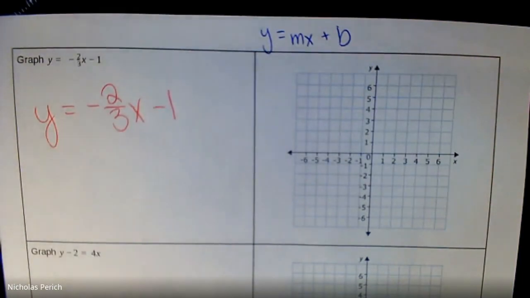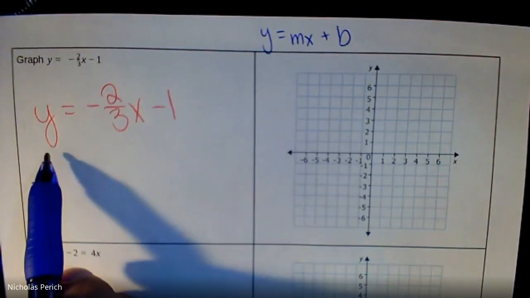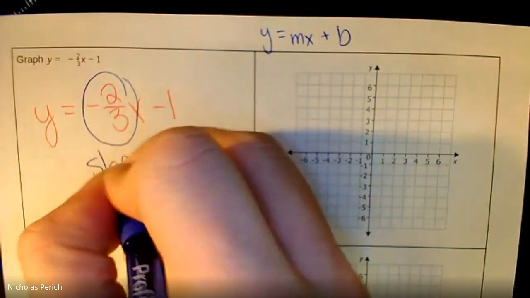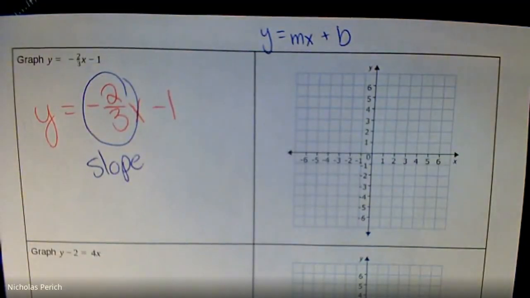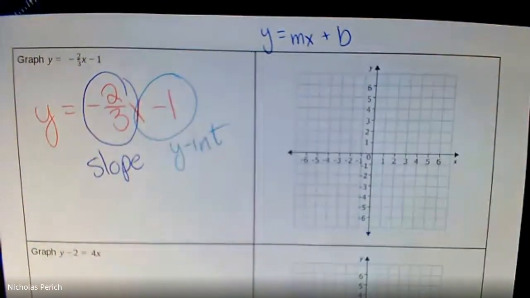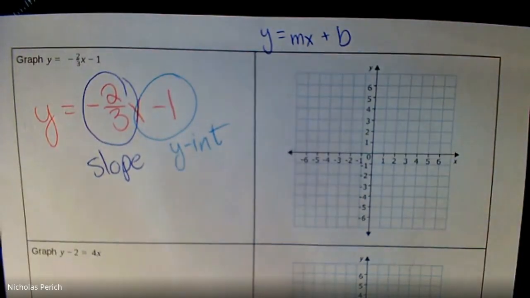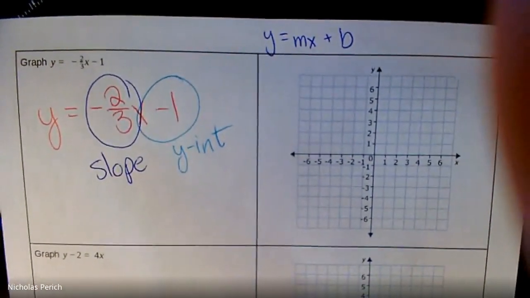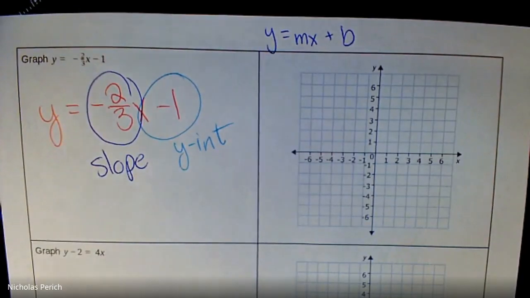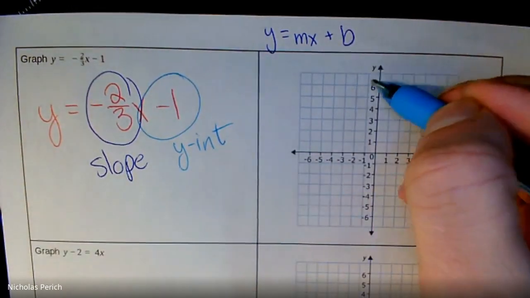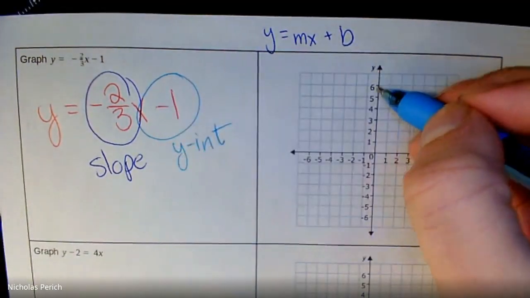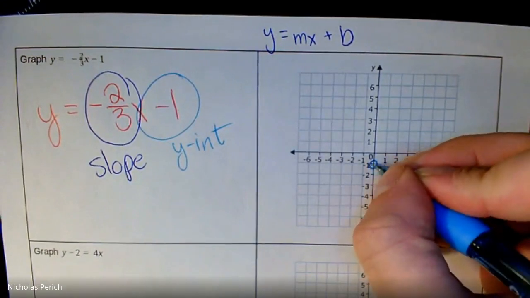I can look at that and say y is all by itself. So the number in front of x is my slope, and the number floating around is my y-intercept. Always start out by drawing the y-intercept. You go to your y-axis. You put a dot at your y-intercept, which is -1. So -1 is that guy right there. Boop!